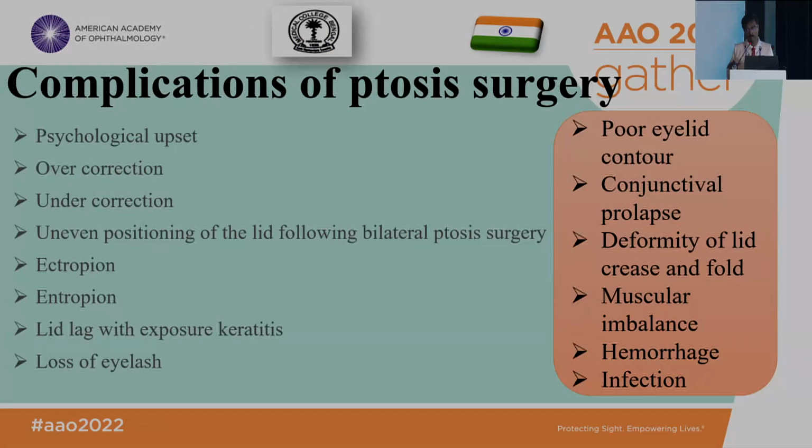Complications of ptosis surgery are very important, often given as a short 10 marks question. You should memorize: psychological upset, overcorrection, undercorrection, uneven position of the lid, ectropion, entropion, lid lag or exposure keratopathy, loss of eyelash. Very important: don't touch the eyelash of any ptosis patient, otherwise there is a cosmetic problem. Poor eyelid contour, conjunctival prolapse, deformity of the lid, muscular imbalance, hemorrhage and infection. These are the points of complications of ptosis surgery.